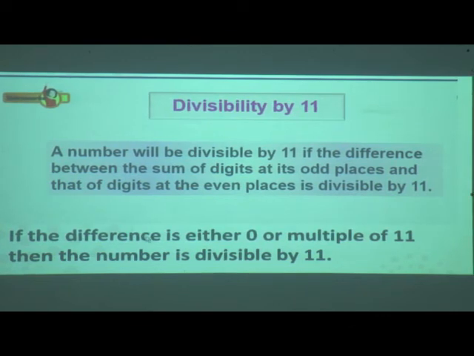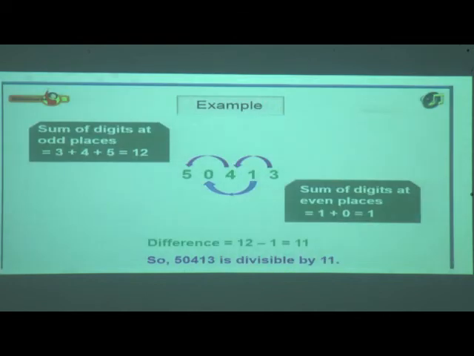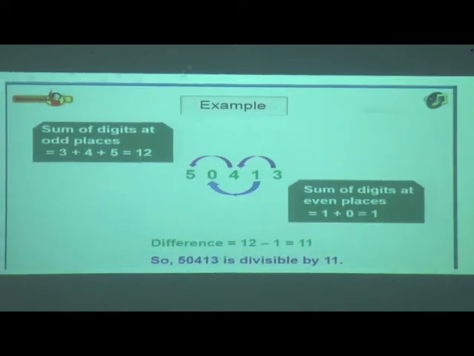If the difference is 0 or multiple of 11, then the number is said to be divisible by 11. Let us see an example. Now see, we have the number.